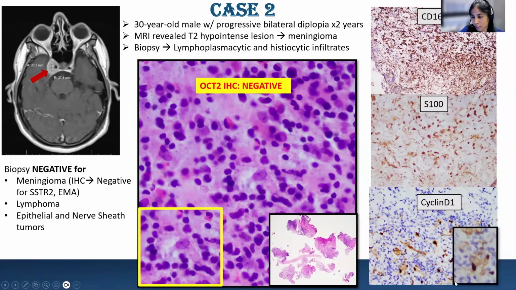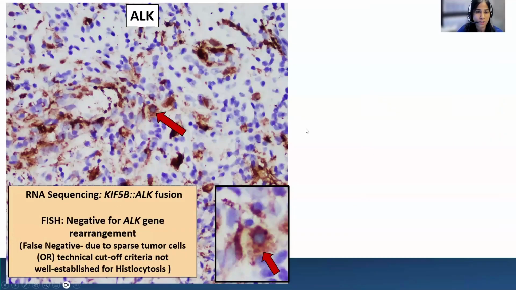You can even see the cyclin D1 demonstrating emperipoiesis in this histiocyte showing strong cyclin D1 expression. However, OCT2 is negative. OCT2 is typically positive in over 95% of Rosai-Dorfman disease cases, but when OCT2 is negative, you also have to think about, could this be something else? So on further workup, these cells show diffuse cytoplasmic ALK immunoreactivity. And interestingly, FISH was negative for ALK gene rearrangement, but RNA sequencing was positive for ALK fusion.